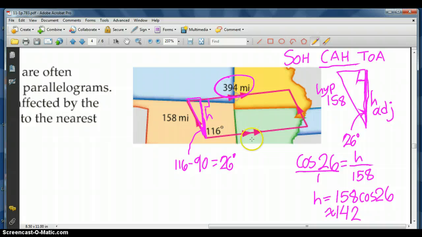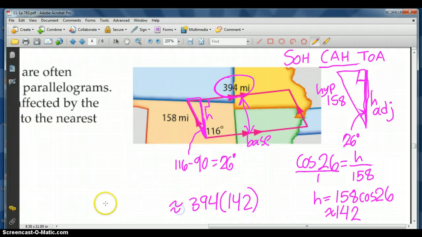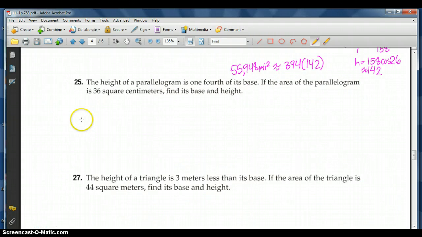Our base is the same top and bottom, so that is 394. So take 394 times 142, and we get 55,948 square miles.